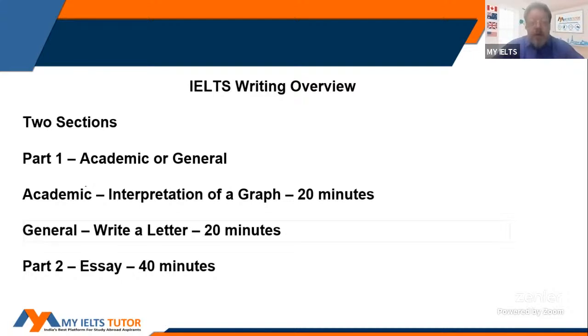Okay. And again, so you're taking general. Good. So I'm going to give you band tips to help you with both general and the letter and the essay here, Esha. These tips apply to both. And if you're taking academic, they also apply to task 1 academic as well.